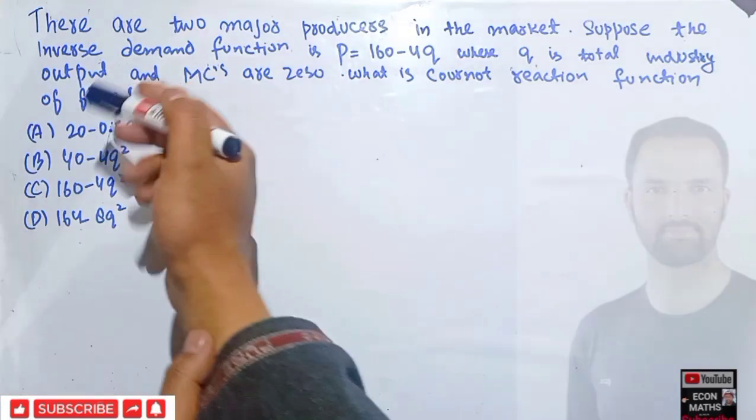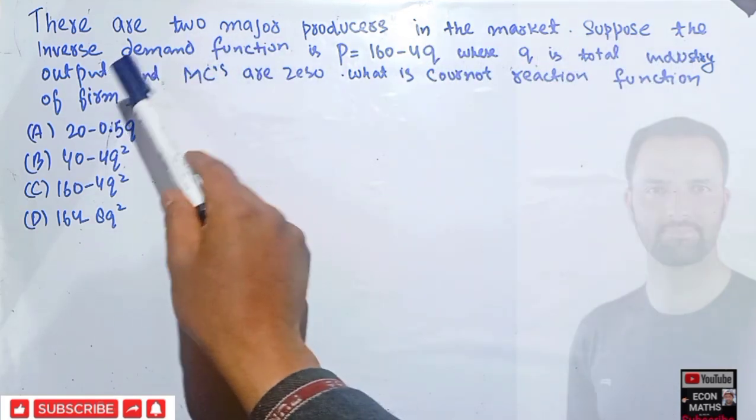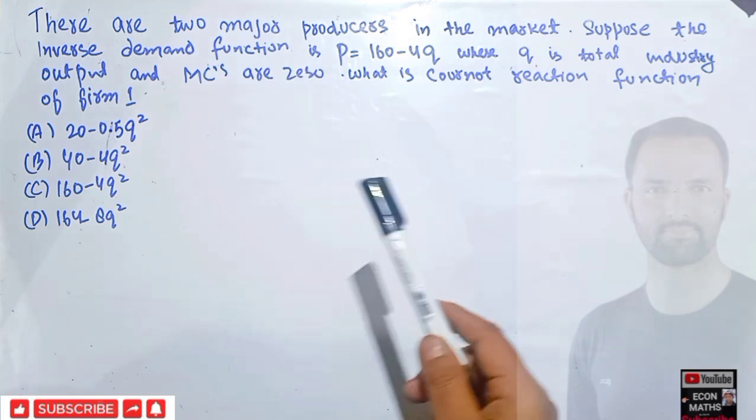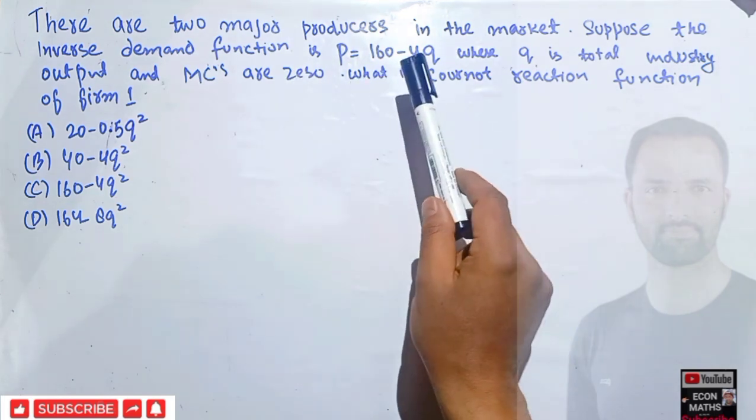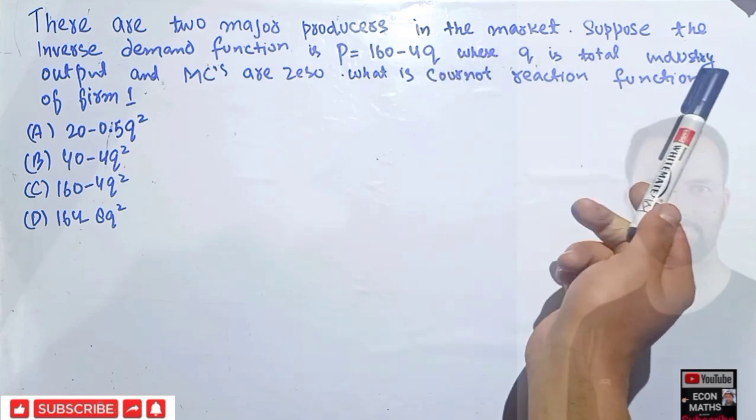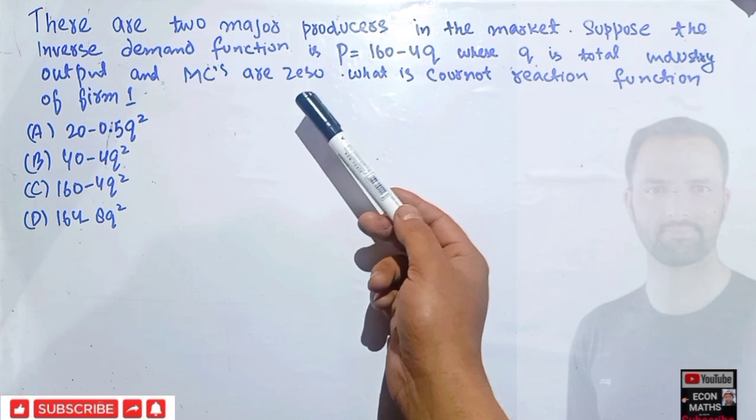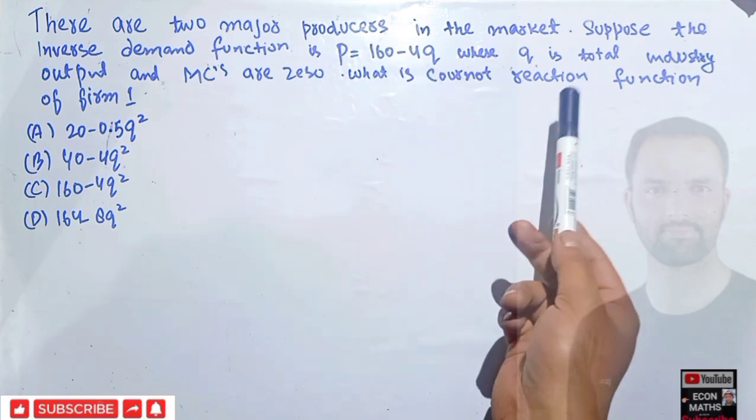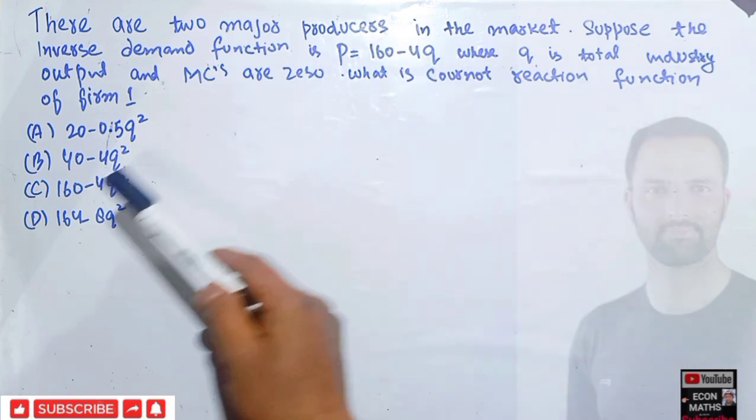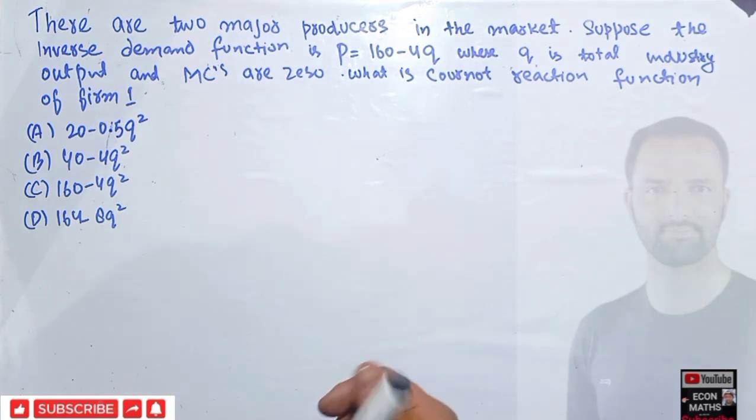The question is like this: there are two major producers in the market. Suppose the inverse demand function is given by P = 160 - 4Q, where P is the price and Q is the industry output. The marginal cost of both firms is 0. We have to find the Cournot reaction function of firm 1. The options are given here, and we have to see which of these options is correct.